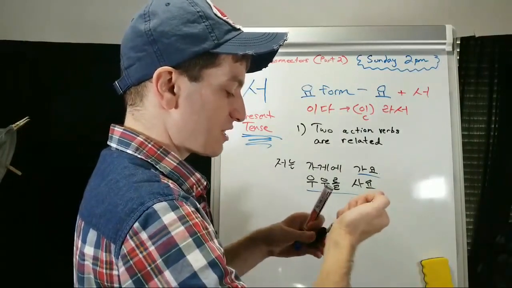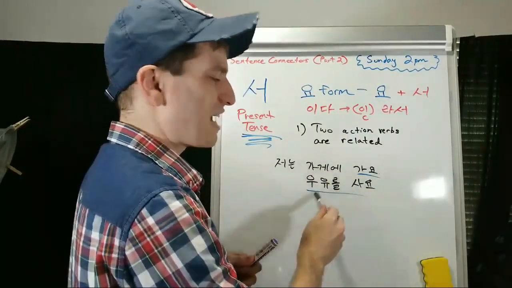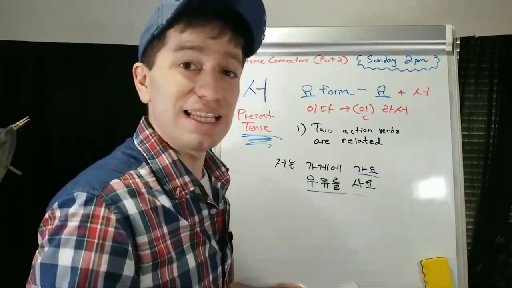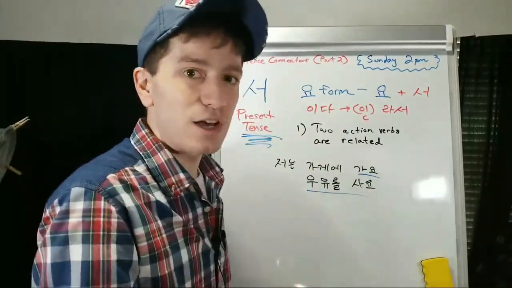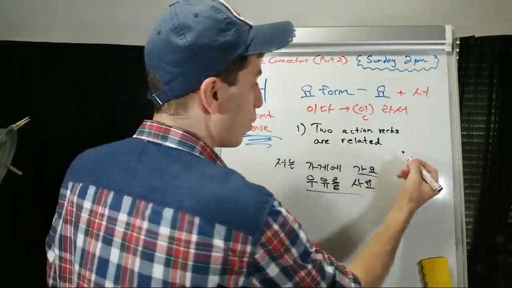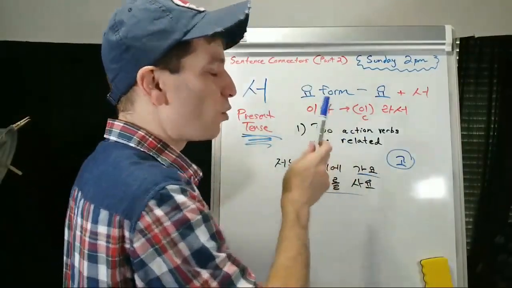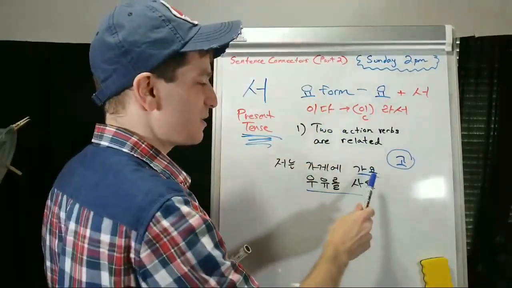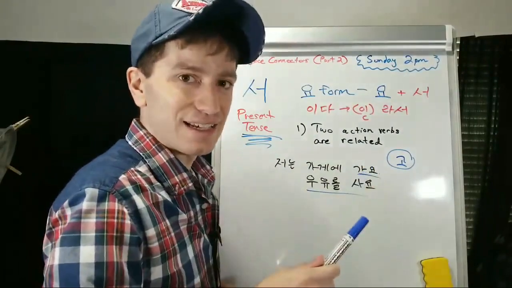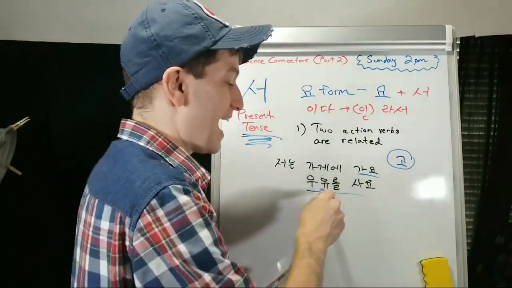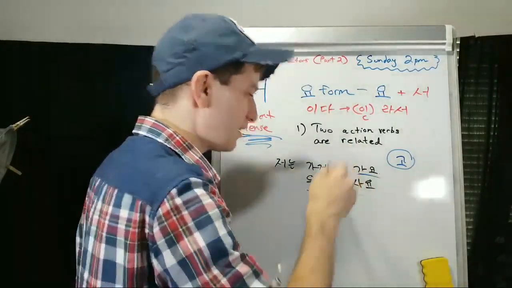I mean, you're not just saying, I am going to the store, my stomach hurts, right? That would be completely unrelated. Now, you can connect unrelated sentences with the 고 connector that we taught last week. This is only when the 2 parts of the sentence, specifically the verbs, are related. So here, I'm going to the store and I'm buying milk, because you're buying milk at the store.